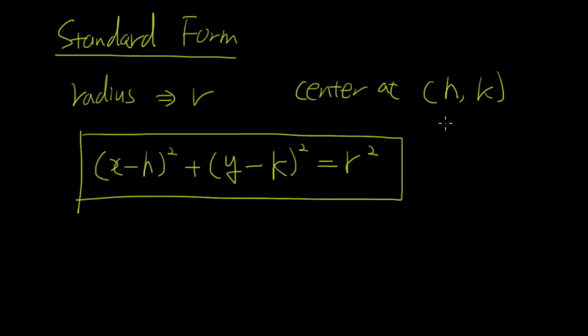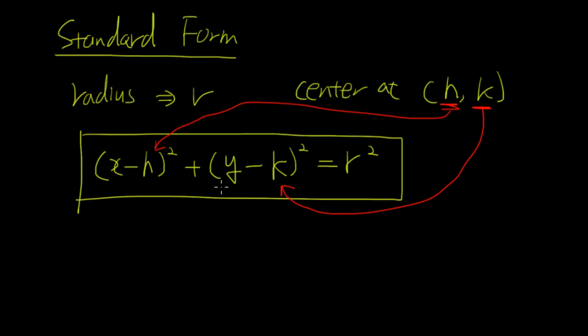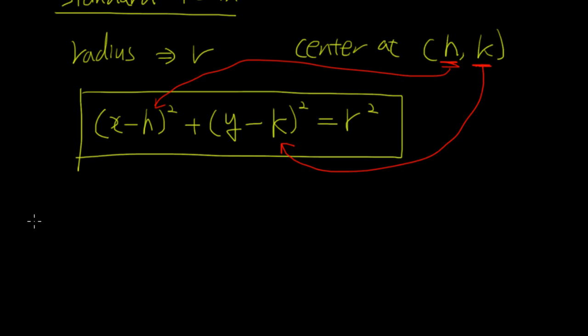Now, why is it minus h here and minus k there? Well, that's what the formula is saying. So whatever the center that we have, when you put it in the formula, it's going to be the reversed sign, right? Please try to remember that. Whatever the actual center is, in the formula it's going to be the reversed sign.